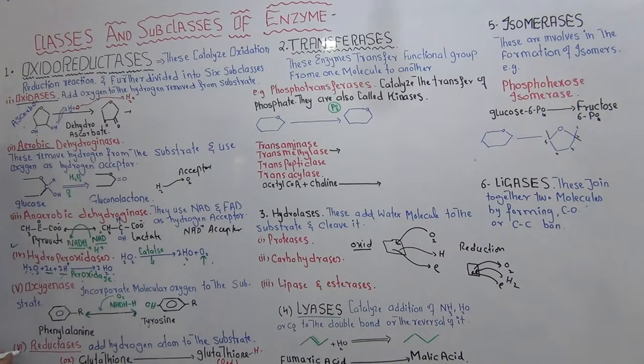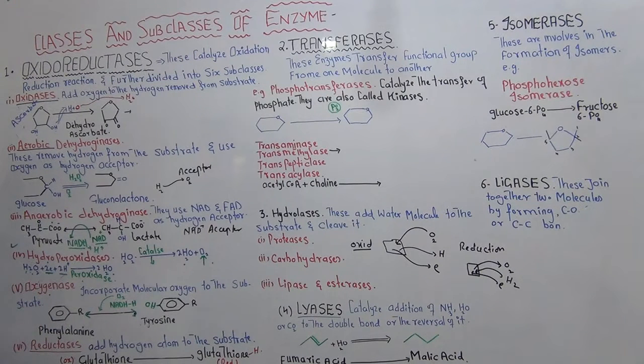Now the sixth one is the last subclass, the reductases. What do they do? All of the previous ones were involved in oxidation, some sort of oxidation, in different styles. But this is the subclass of enzyme that is not involved in oxidation. It is involved in reduction. And you know very well what reduction is: the addition of hydrogen, the addition of electron, or the removal of oxygen.